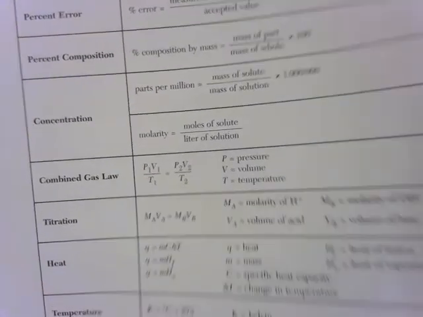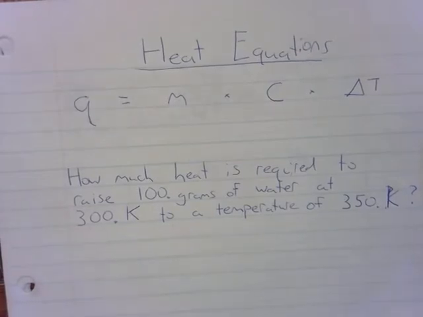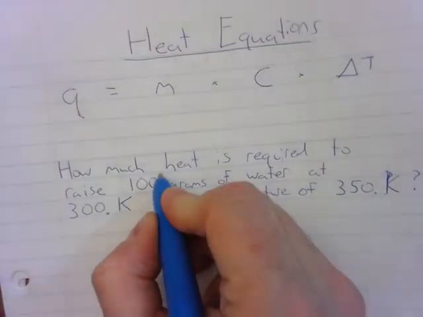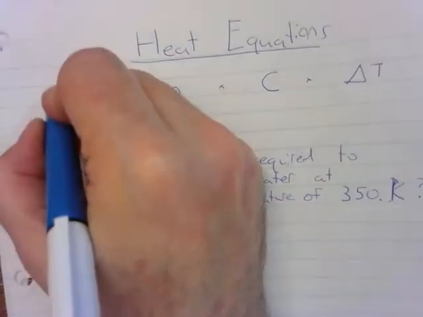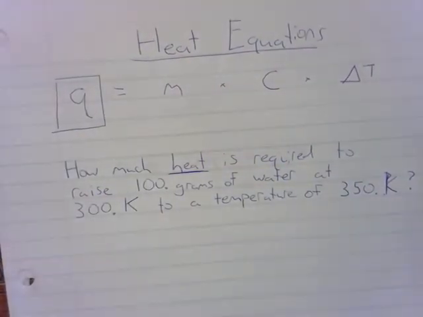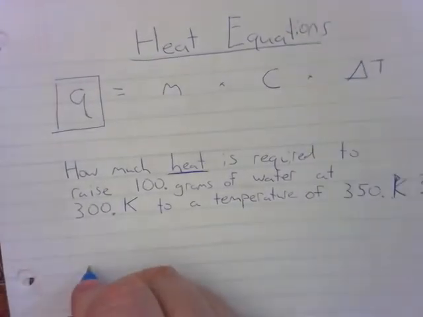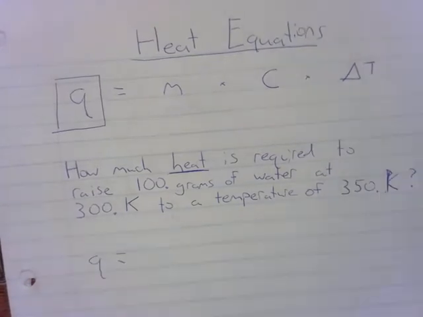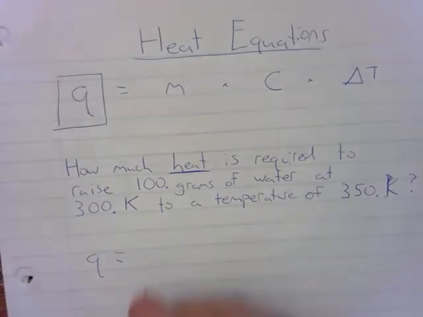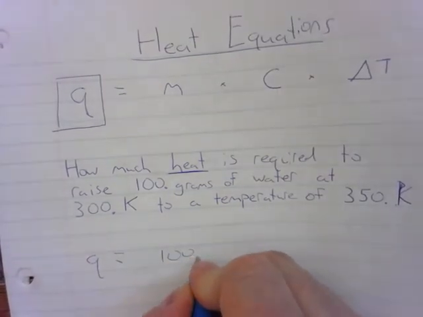Now let's see if I have enough information to solve this. Well, first of all, we have to establish which one of these unknowns we're trying to find. Since it's asking for how much heat, then I'm going to be looking for Q, because remember, Q is the symbol for heat. Now you can put an X in there if you like, but Q is what you're trying to solve for. So Q equals. Next we need the M, and if you remember, M stood for mass. And the mass was 100 grams.